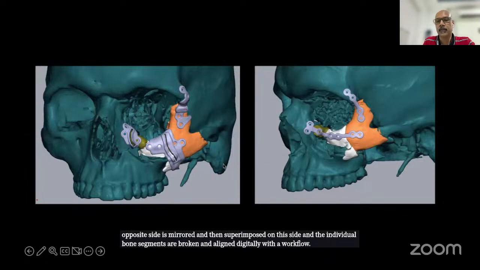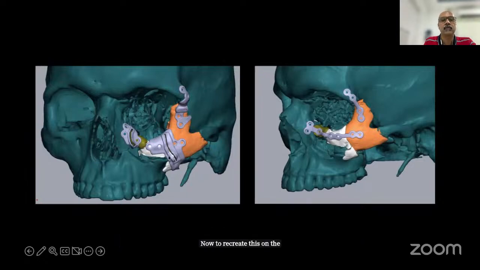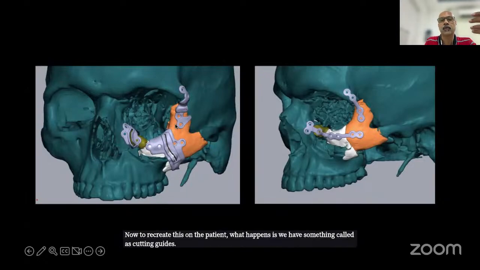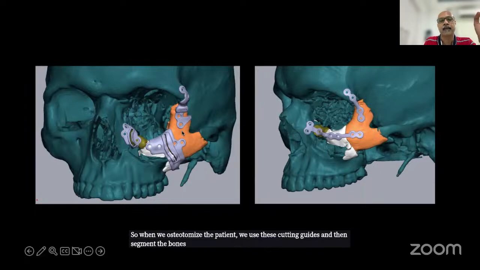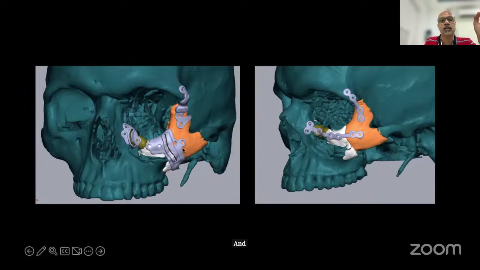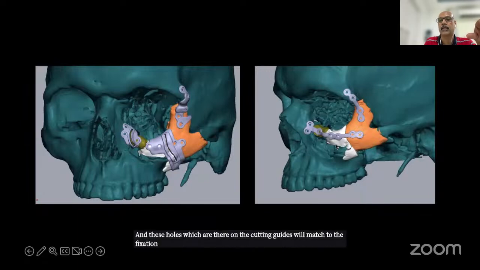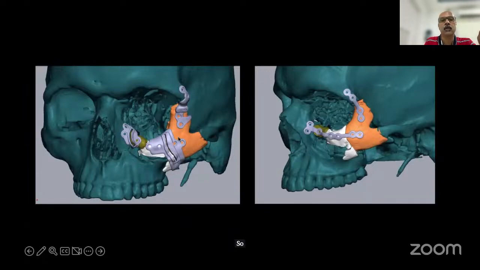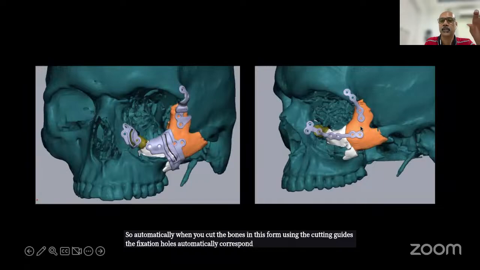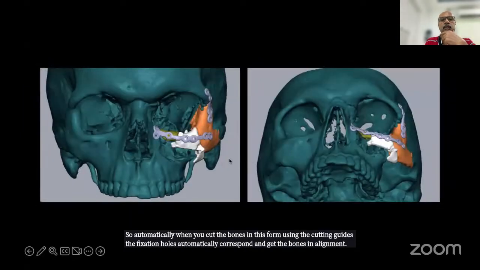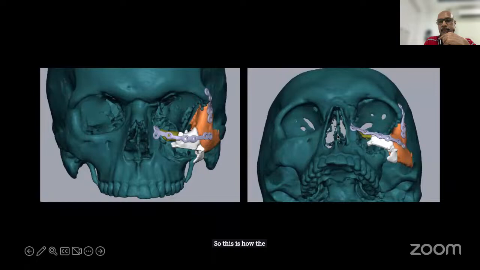Now, to recreate this on the patient, we have something called cutting guides. So when we osteotomize the patient, we use these cutting guides and then segment the bones in a particular fashion. And these holes which are there on the cutting guides will match to the fixation implants, which are like here. So automatically, when you cut the bones in this form, using the cutting guides, the fixation holes automatically correspond and get the bones in alignment. So this is how the final outcome falls in place.